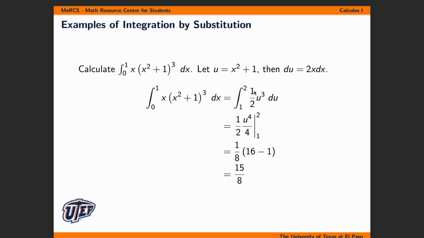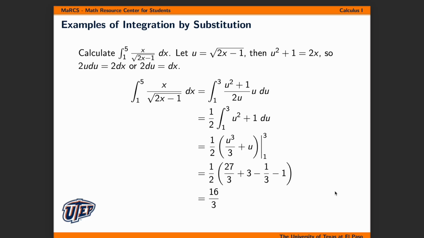And then we have this expression which we just went over. And now we will have 1 over 8 times u to the power 4. And we will now be evaluating from 1 to 2. And then we can plug that into our original function, so we will back substitute once we are evaluating our antiderivative. So that yields 1/8 of 16 minus 1, and that is equal to 15 divided by 8.